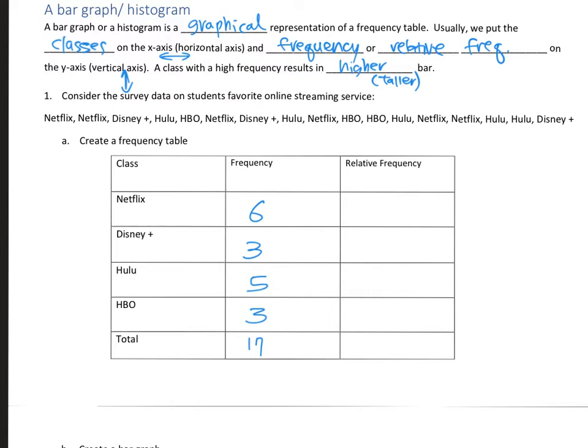Okay. Relative frequency is just a percent. So for Netflix, there's 6 out of 17. So it's exactly like probability, right? If I pick one person, what's the probability this person likes Netflix?